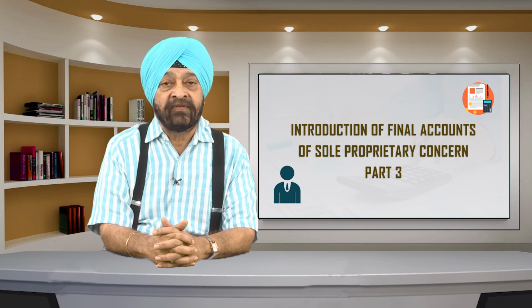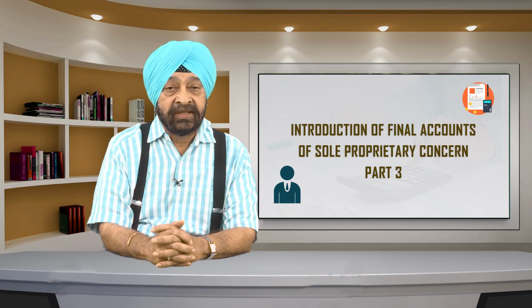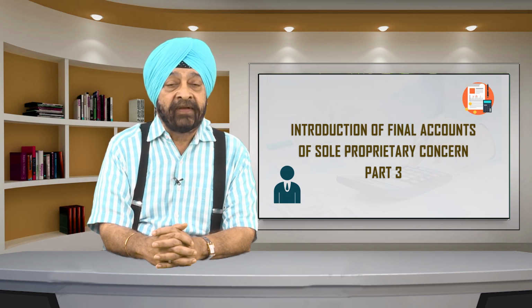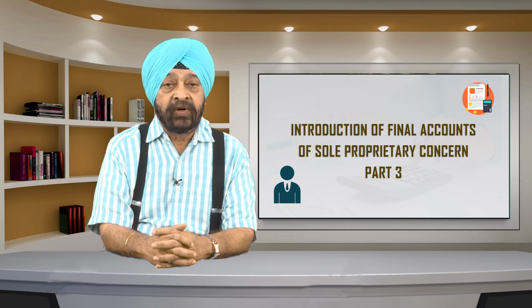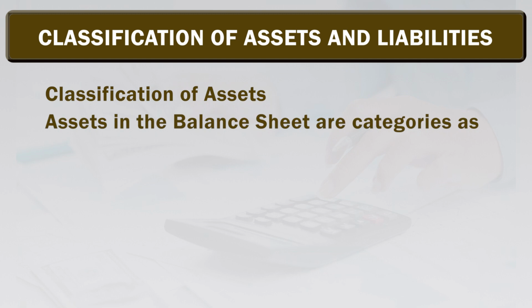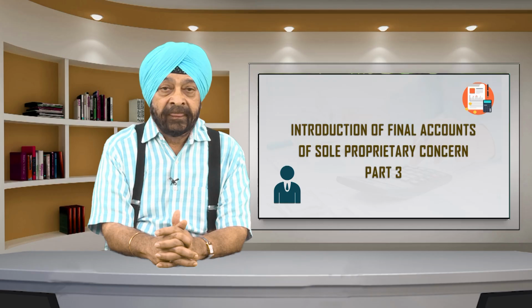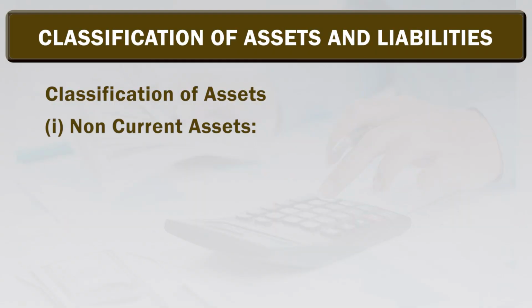There are different types of assets and different types of liabilities, and their rules are also different during preparation of final accounts. Their places are also very clear, very precise, and accordingly we have to pass the effect in our final accounts. Therefore, let us have an understanding on classification of assets first. Assets in the balance sheet are categorized as non-current assets, investments, current assets and fictitious assets. First, let us have a look at non-current assets.